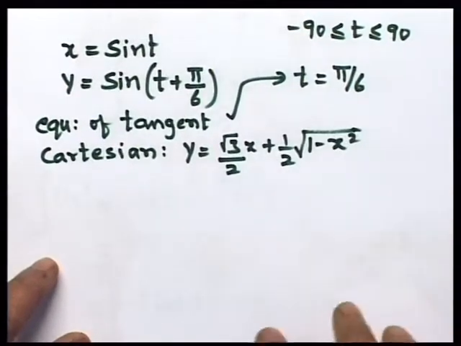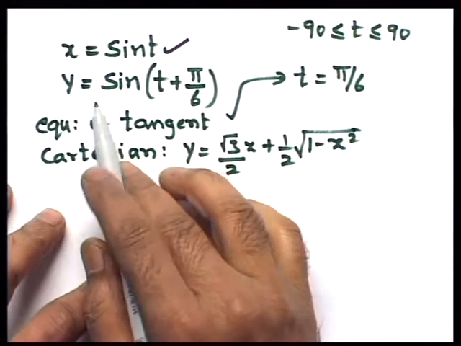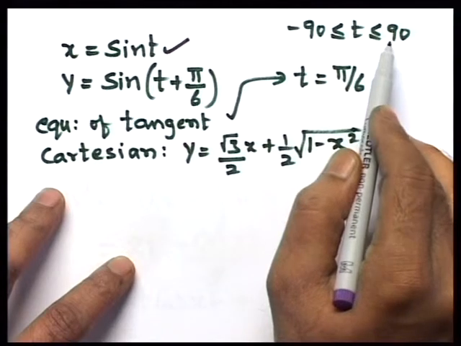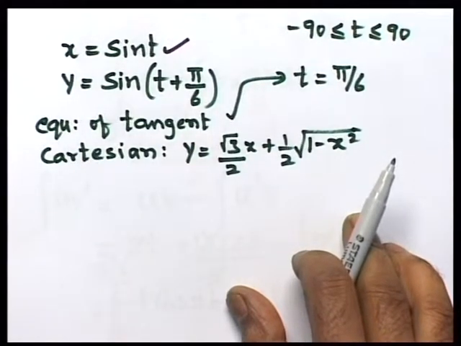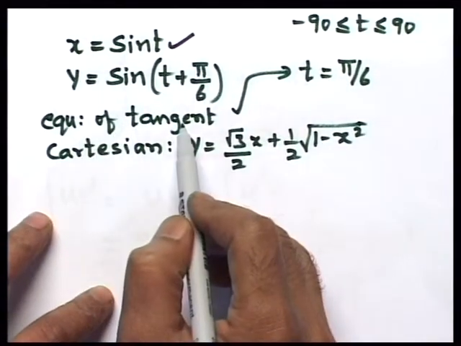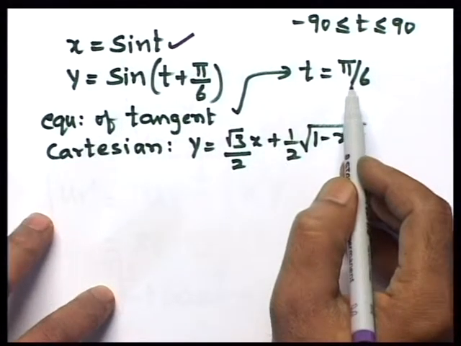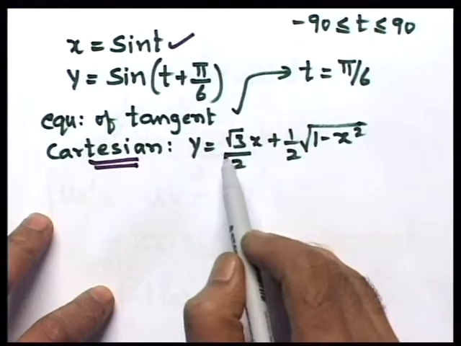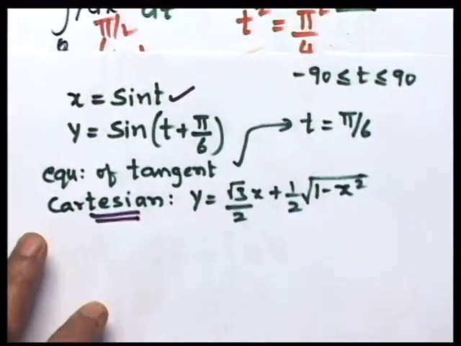This is also an examination sum which says x equals sine t and y equals sine of t plus pi over 6. The limit is minus pi over 2 to pi over 2. That's the value of t, it lies between those two. The question asked was, find the equation of the tangent at t equals pi over 6. That's the first one. The second one says, find the Cartesian equation and show that it is equal to this. That's all we have.